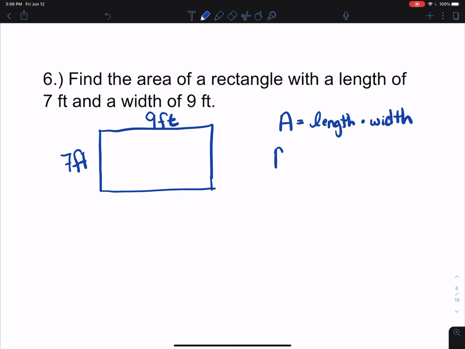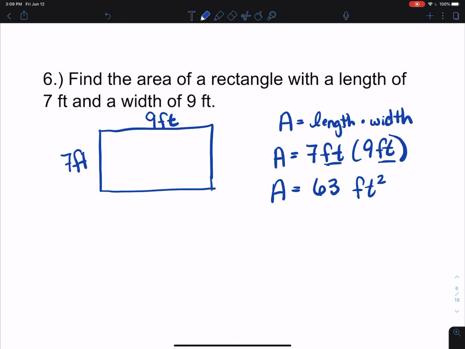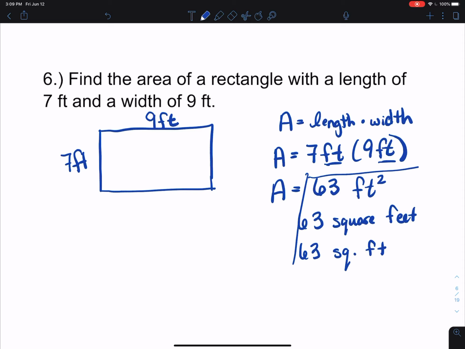So I'm going to do my 7 feet times the 9 feet. I'm going to multiply the numbers. So 7 times 9 gets me 63. And then when we multiply the units, the feet times the feet, it gives us square feet. Sometimes you'll see it written like that, and sometimes you'll see it written in words, square feet, or sometimes you'll see it written in words abbreviated, square feet. So any of those 3 answers is perfectly okay.